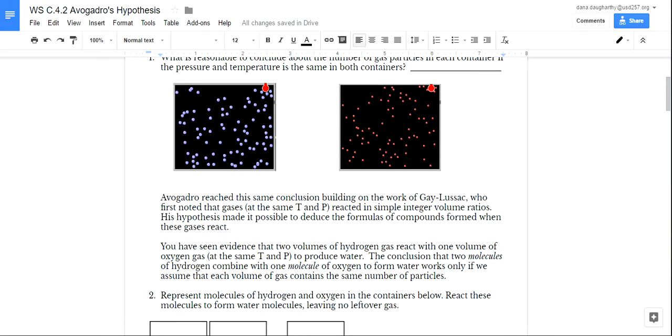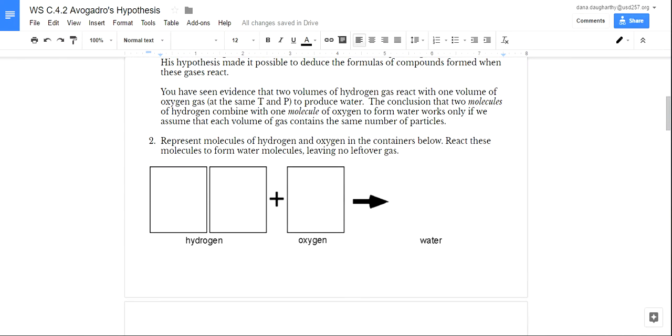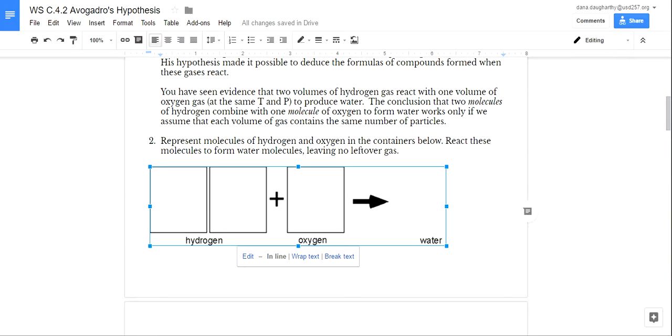You'll read this. The stuff that you read is very important to be able to complete this. It talks about Avogadro's law, who built off the conclusions of Gay-Lussac. What it says is that equal volumes of gas must react to form equal volumes of product. And so therefore, if I have one volume of one substance and one volume of another substance, then I have to have one volume of product. I'll show you what that means on this example.